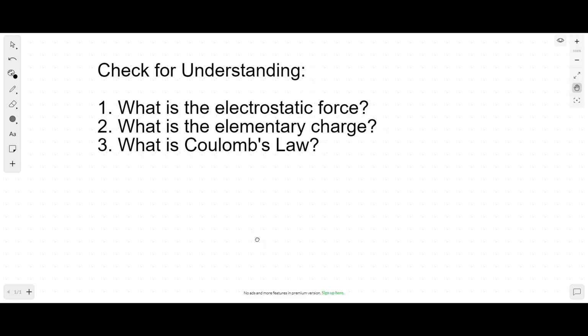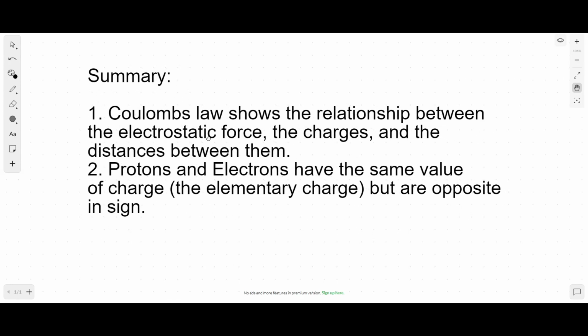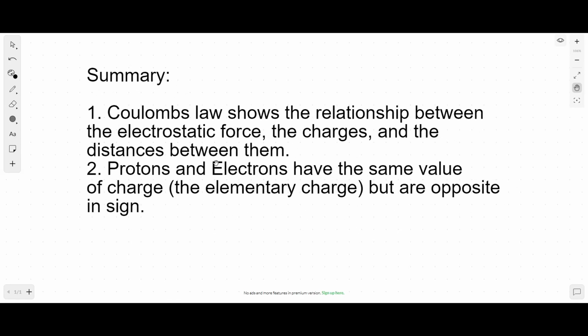To summarize this video, Coulomb's law shows the relationship between the electrostatic force, the charges, and the distances between them. Protons and electrons have the same value of charge, referred to as the elementary charge, but they're opposite in sign.